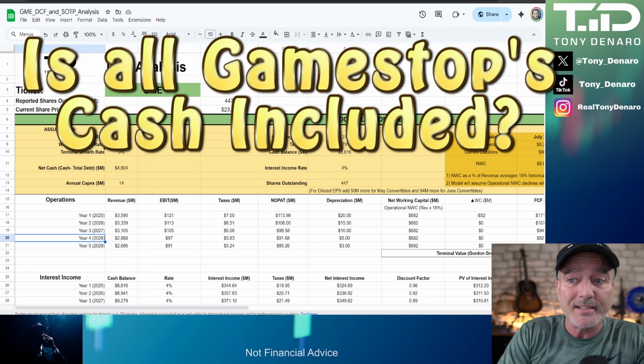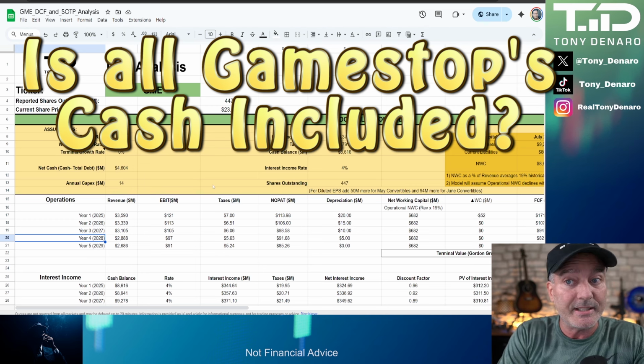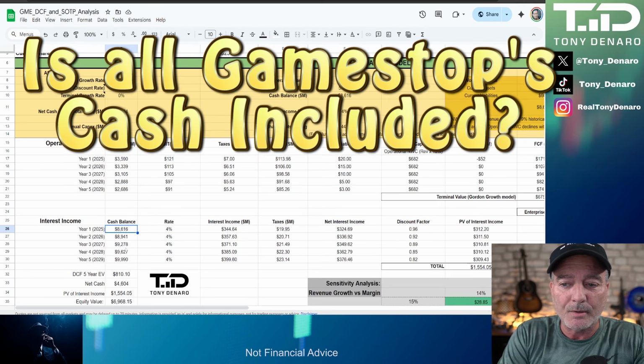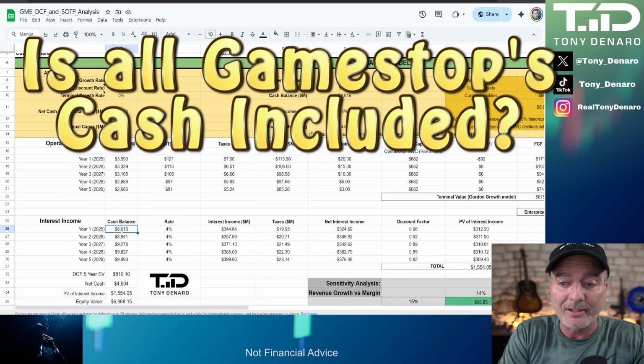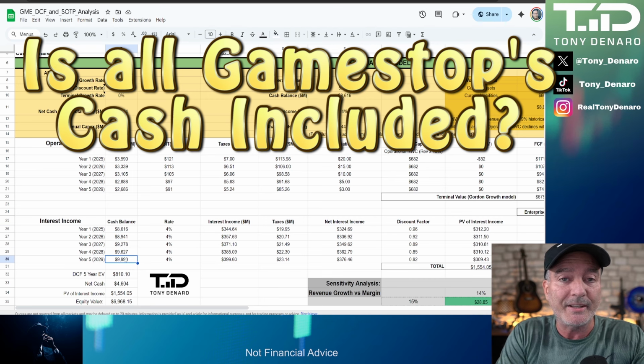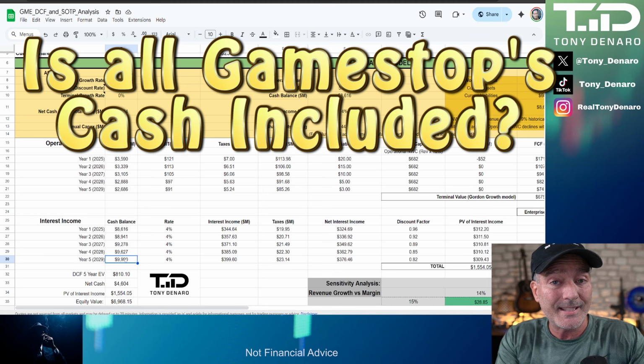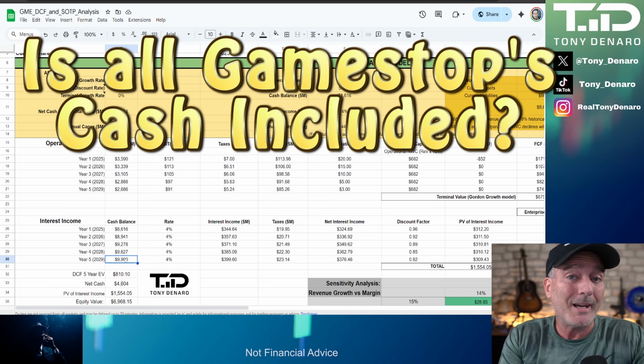Another question people asked is, was all of GameStop's cash included in your model? I put it up on the screen here and you can see, if you just pause the screen and look at it, the cash balance that we're calculating the interest income off of. I have it at GameStop's current cash balance and I have it growing every single year up to almost $10 billion.